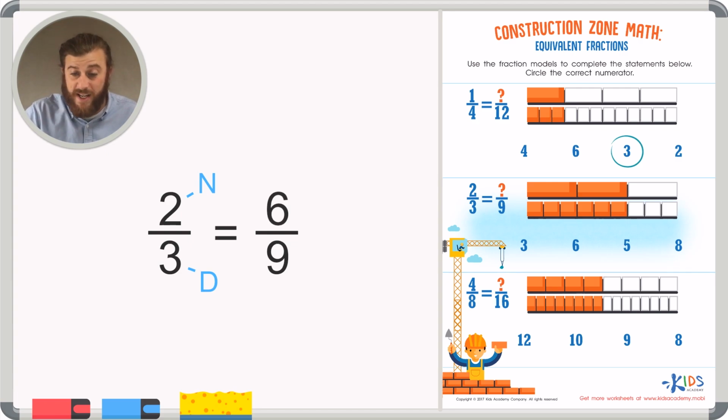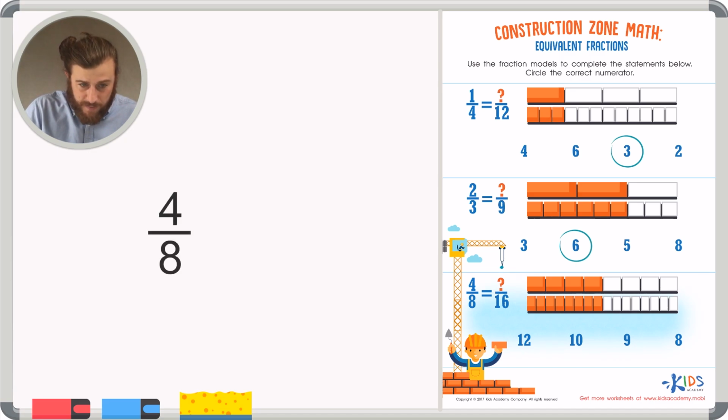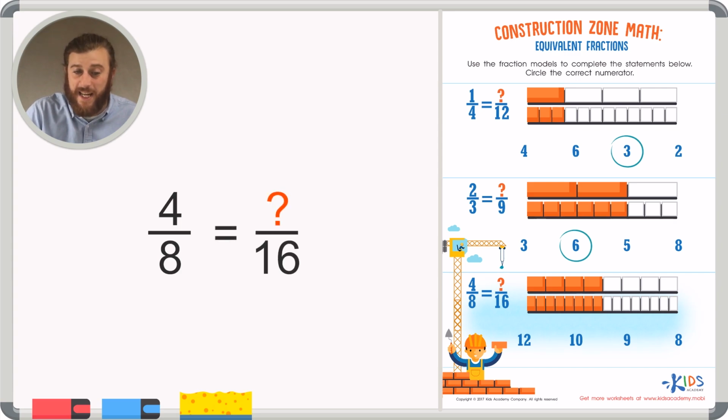2/3 is equivalent to 6/9. And we can see that 2/3 and 6/9 take up the exact same amount of space. So 6 must be the correct numerator. Let's take a look at our last problem. Our first fraction is 4/8, and our second fraction is blank 16ths.